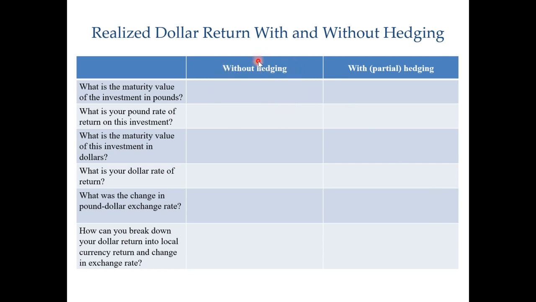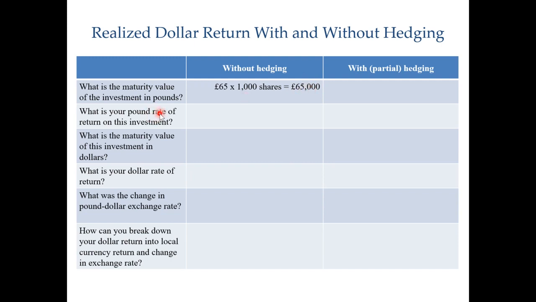So let's look at the case without hedging. This is when you do nothing, you simply sell your shares in 1 year's time and convert your pounds into dollars at the future spot exchange rate, which happens to be 0.58 pounds per dollar in this problem. So the first question says, what's the maturity value of the investment in pounds? Well, since you bought 1,000 shares and now the stock price went up, which is good for you, each share is now worth £65, which means your British equity investment is worth £65,000.